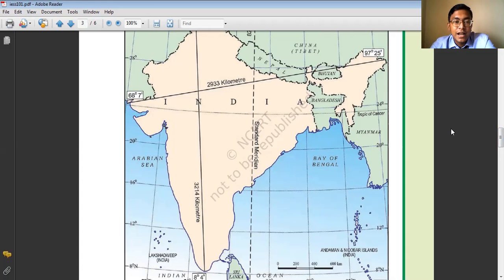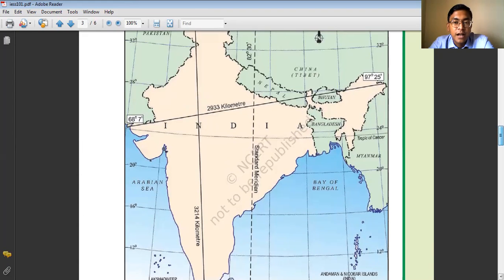Okay, and the largest land boundary India shares is with Bangladesh, starting from the Sundarban region here till here, till this Tripura part. This entire area, we have a border with Bangladesh. So this is why we have the longest land boundary with Bangladesh, not with Pakistan or Afghanistan, but with Bangladesh.